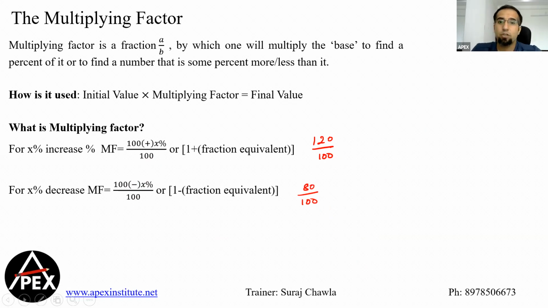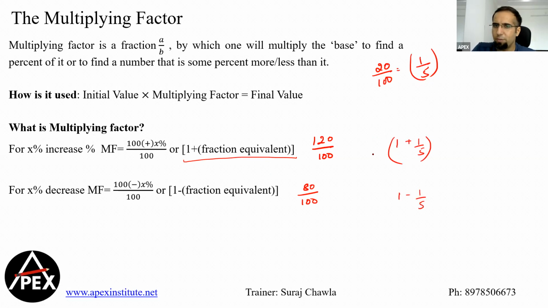Clear, right? So therefore, remember, if you are using a fractional quotient, then we write 1 plus the fractional value. Clear? When I say fractional value means what? Suppose 20%, the fraction equivalent of 20% is 1 by 5. If you're using 1 by 5, then you can use 1 plus 1 by 5 or 1 minus 1 by 5. It will give you the same value, guys. You can check. This will give you 6 by 5, which is nothing but this. And this will give you 4 by 5, which is nothing but this.